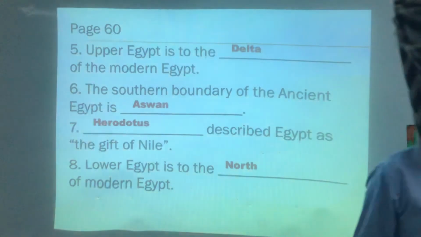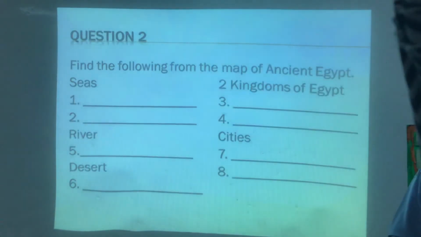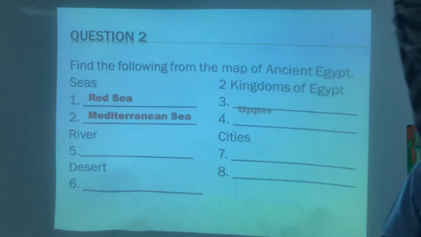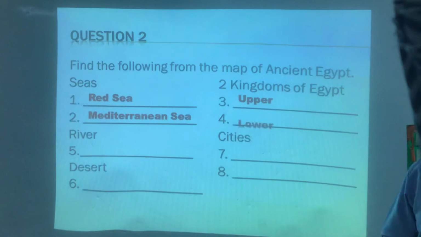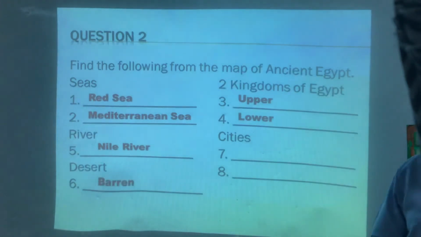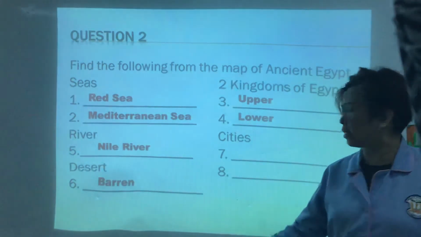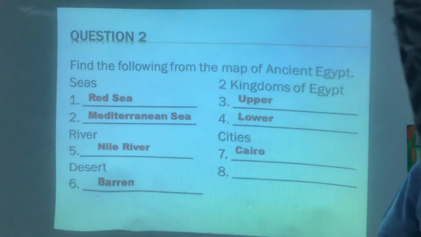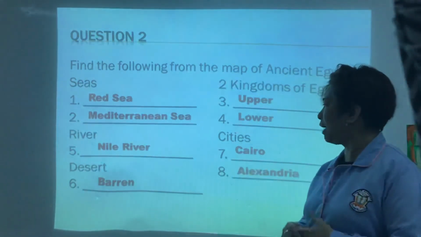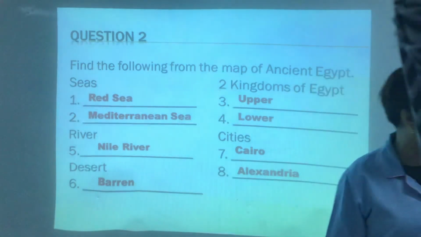Let us have the next one. We have 2 seas, the Red Sea and the Mediterranean Sea. The next one is the Upper Kingdom and the Lower Kingdom. For rivers, there's only one river, which is the Nile River. And we have the barren desert. Then for the cities, I only put 2 cities in this answer: Cairo and Alexandria.